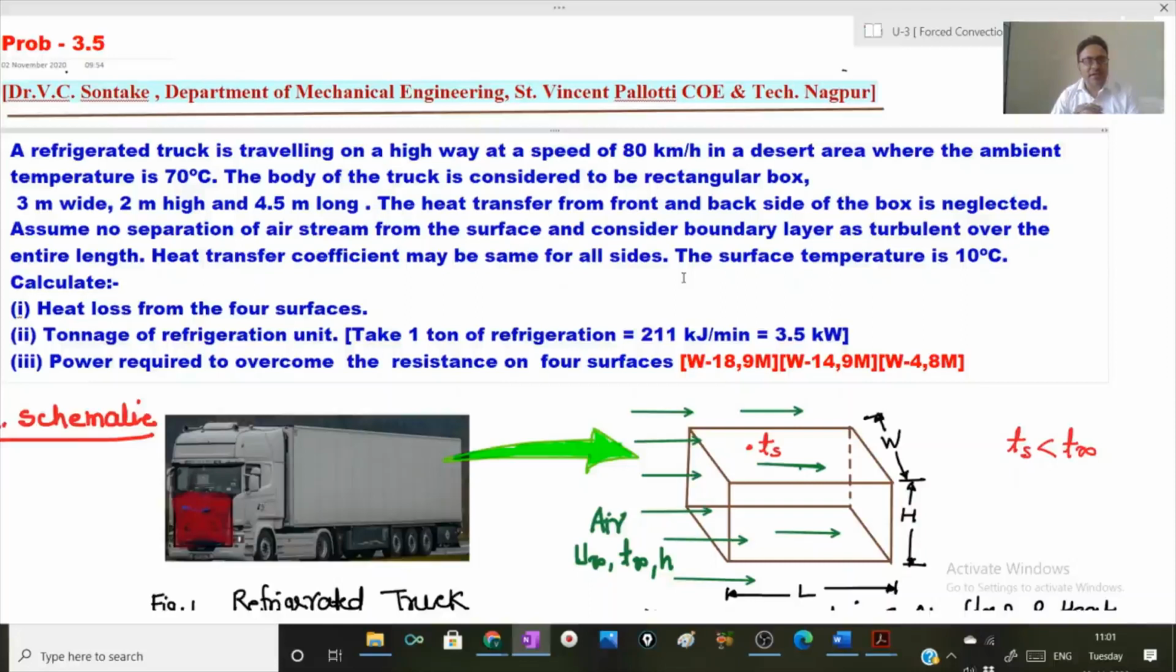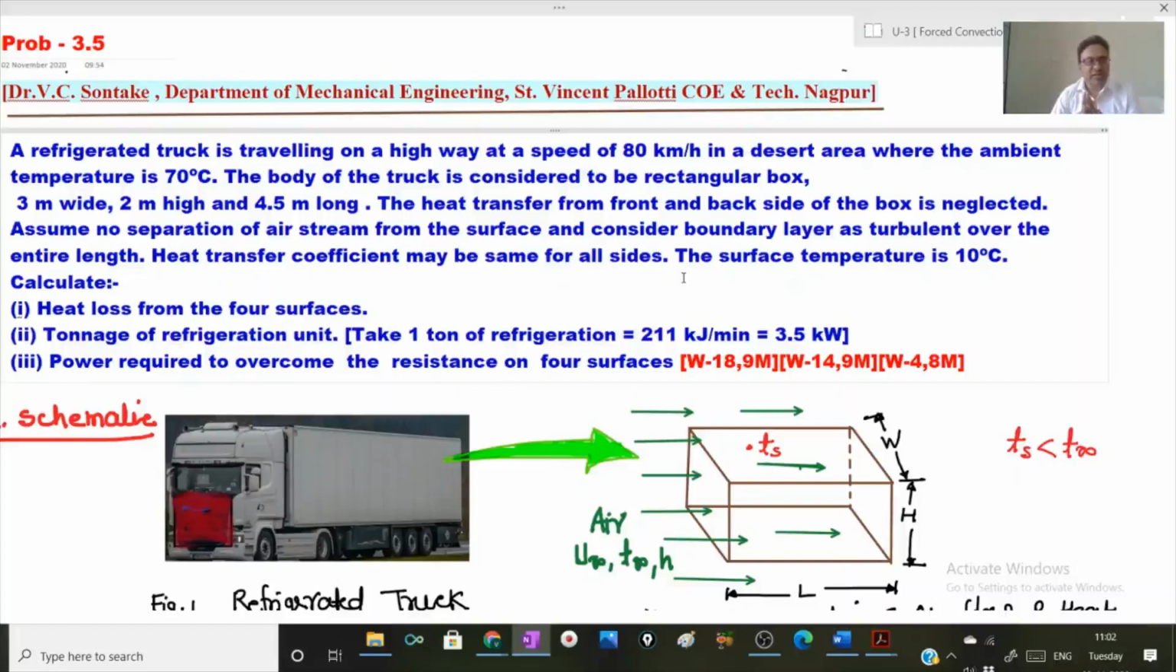The body of the truck is considered to be a rectangular box, 3 meter wide, 2 meter high and 4.5 meter long. The heat transfer from front and back side of the box is neglected. Assume no separation of air stream from the surface and consider boundary layer as turbulent over the entire length. Heat transfer coefficient may be same for all sides and the surface temperature is 10 degrees Celsius.